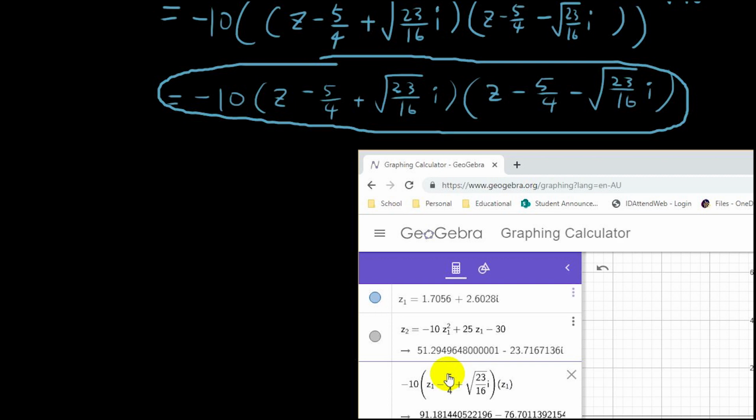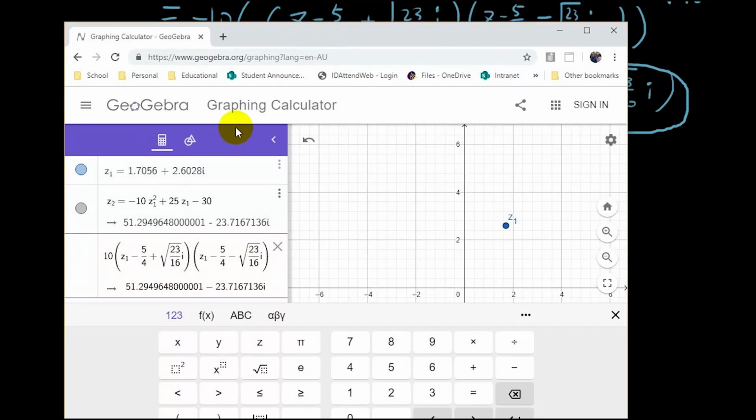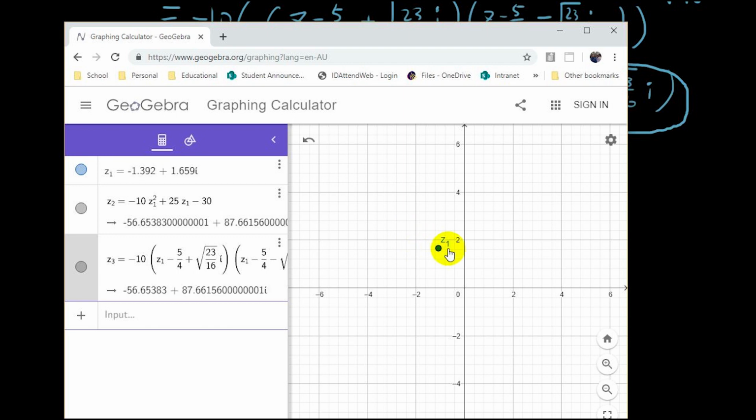oops, minus 5 over 4 minus square root of 23 over 16 and right arrow key I. Oops, right arrow key twice I. Okay, and you can see that this gives us the exact same number. Both equations give us the same output, and if you drag the number Z1 around, these two equations will continue to give you the same output. Exactly the same.